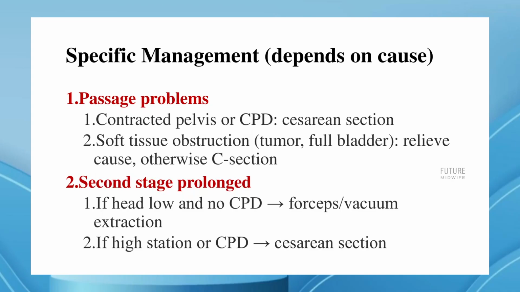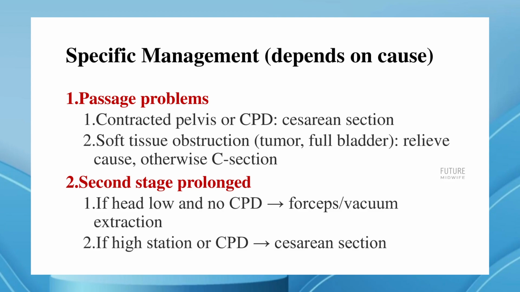In case of passage problem, especially contracted pelvis or CPD, we can go only for cesarean section. In case of soft tissue obstruction, if it is possible, we have to correct it. Otherwise, we can opt only for cesarean section.